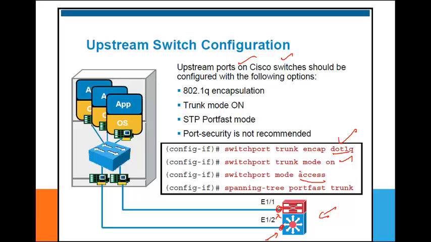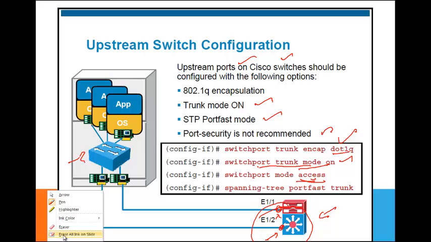Either switchport mode access or switchport mode trunk. Any one, not both. So we turn on the trunk and we enable the port first. Port security is not recommended. We saw in the previous slide, port security is not recommended on the physical box. Maybe on the vSwitch we can have port security. Not needed here.